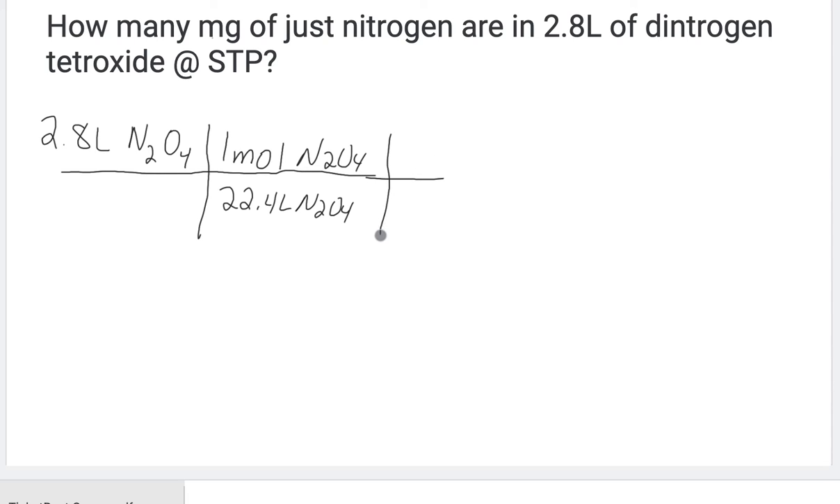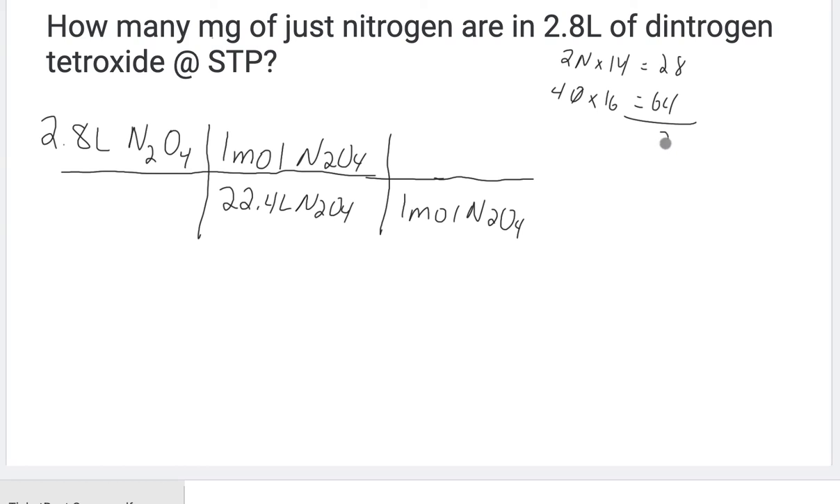So that changed to moles, but we want to go to milligrams. But there is no mole to milligrams, but we could change moles to grams. And so 1 mole N2O4. So we have to add this up. So we have 2 N's, nitrogens times 14, so that's 28. And we have 4 oxygens times 16, that equals 64. Add that up, looks like that's 92 grams. So 92 grams N2O4. That's the molar mass.